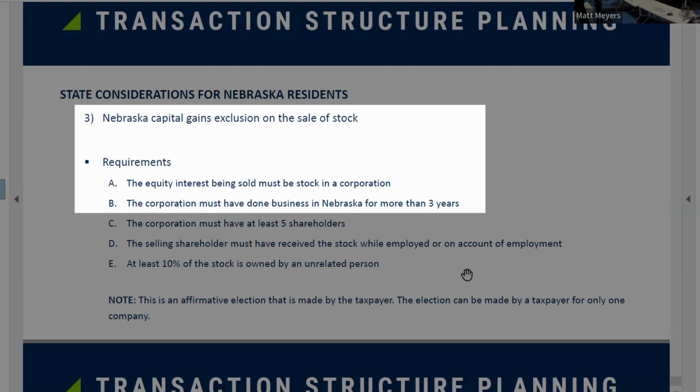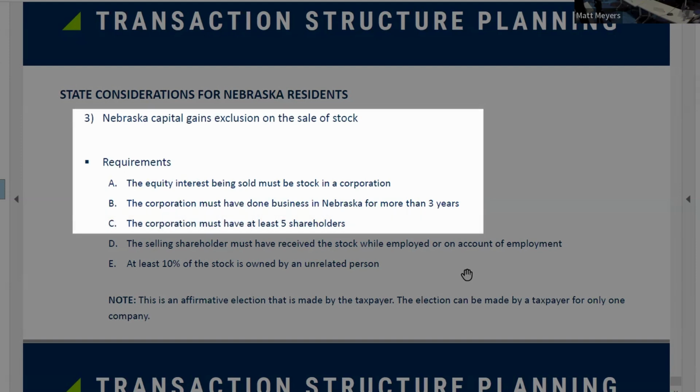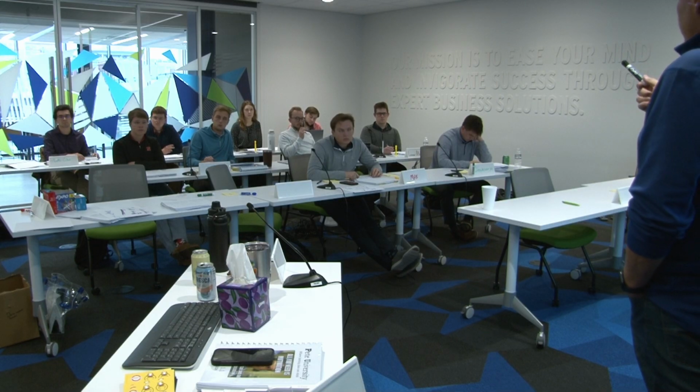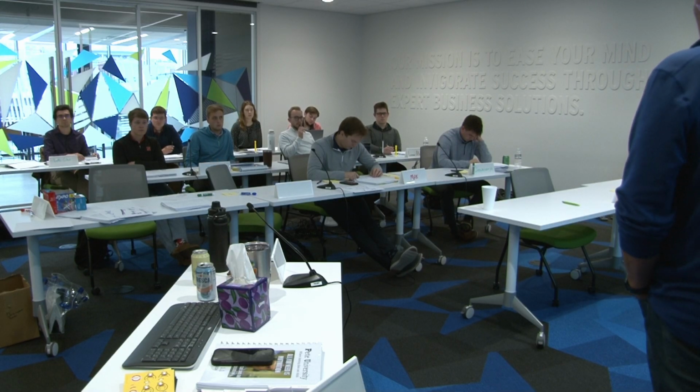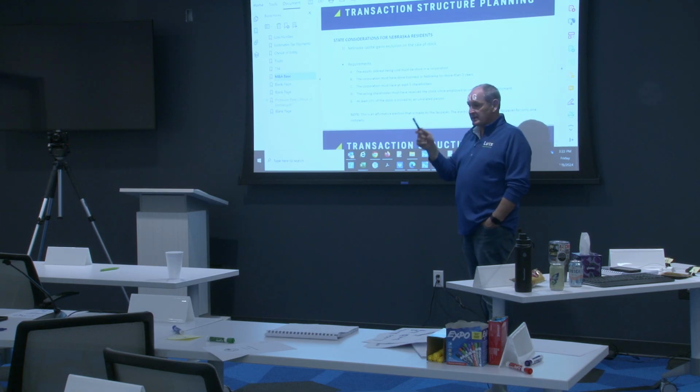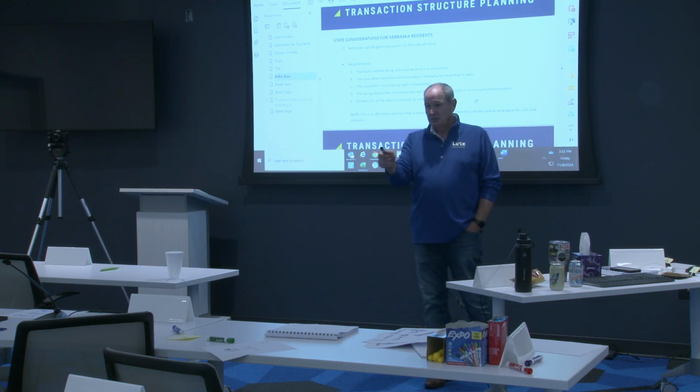I'm going to say that it has. The corporation must have at least 5 shareholders. Does that have 5 shareholders? No, but we can get it there if we want to. I can give a share to McKinsey, to Jackson, and Max, and Matt, and get it there.